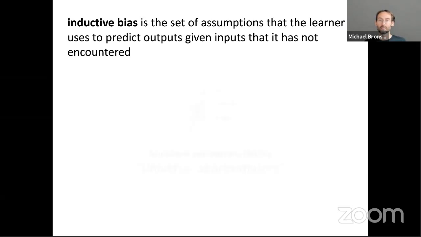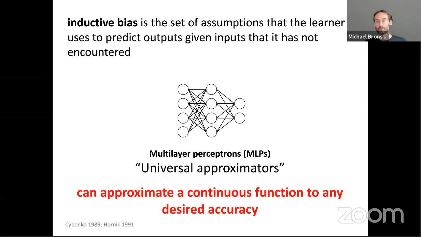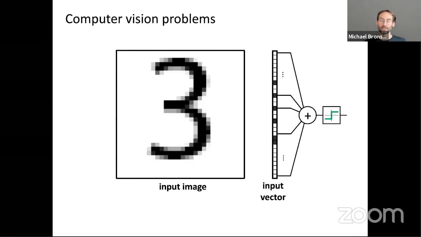If we take a very simple machine learning system, such as a multi-layer perceptron, we know that these kinds of neural networks are universal approximators. Basically, they can approximate a continuous function to any desired degree of accuracy. So it seems like good news, right? We can represent anything, so they are very expressive. But actually, when we try to apply these simple neural networks to real high-dimensional data, they tend to fail miserably. And this is very well demonstrated in computer vision problems such as digit classification.